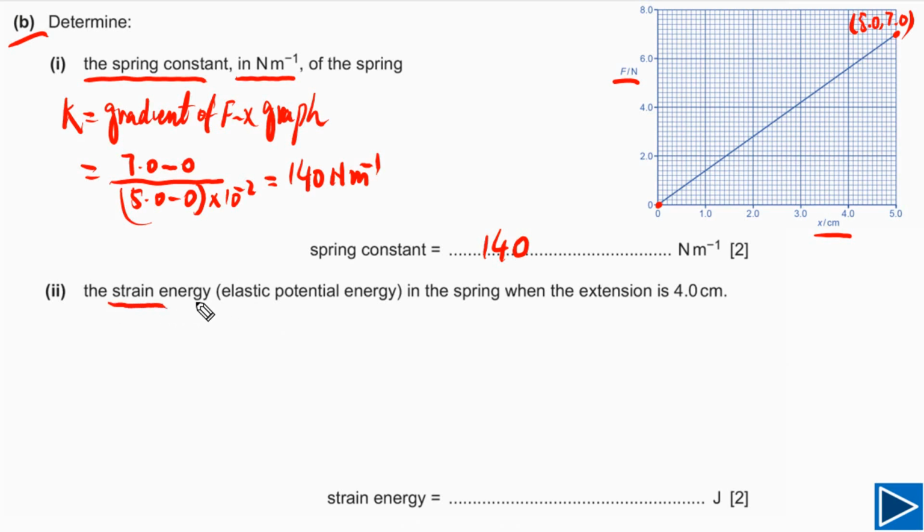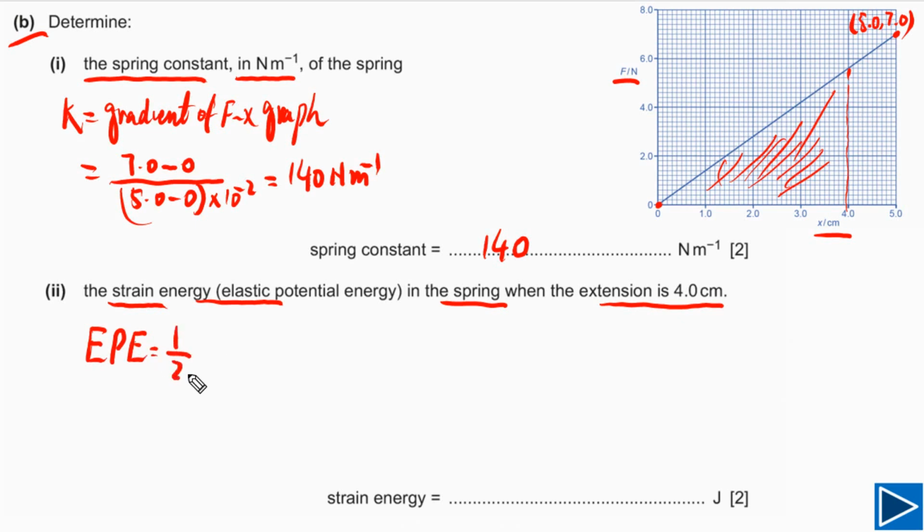Second part is asking us to calculate the strain energy in the spring when the extension is 4 centimeters. So for this one, simply we need to find this area, or we can use formula. Let me use the formula. You can also check with area later by yourself.